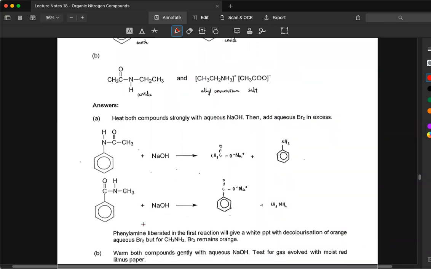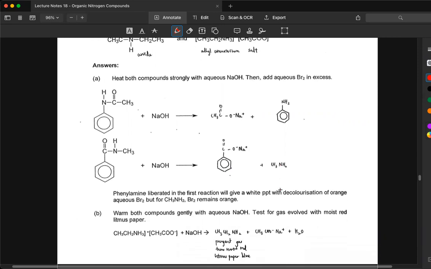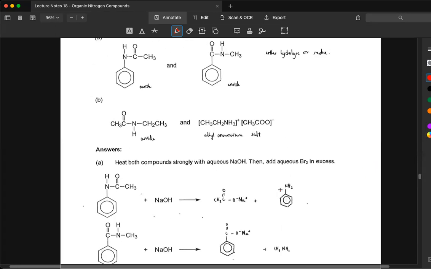The phenylamine liberated in the first reaction, if you add aqueous bromine, will decolorize it and form a white ppt, 2,4,6-tribromophenylamine. But for this one, methylamine, there is no decolorization of the bromine solution.